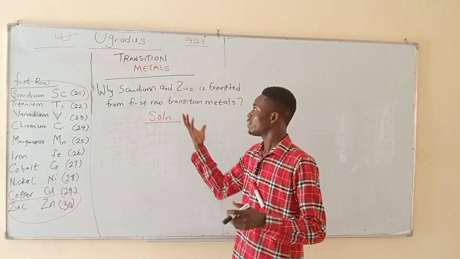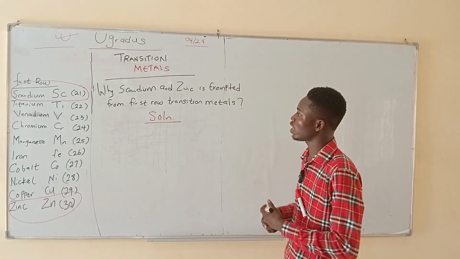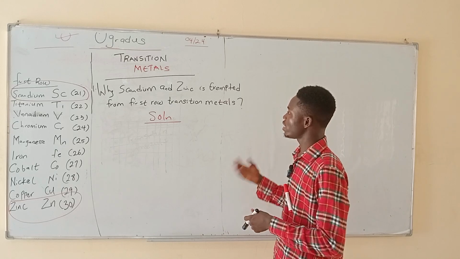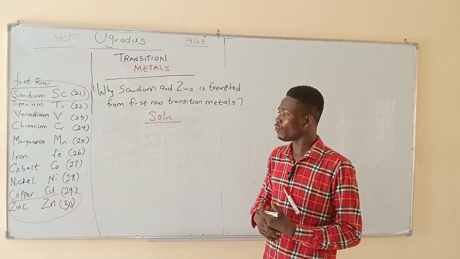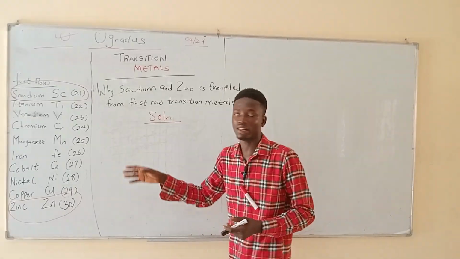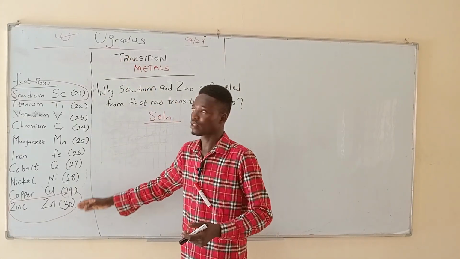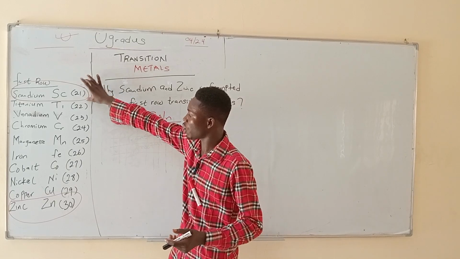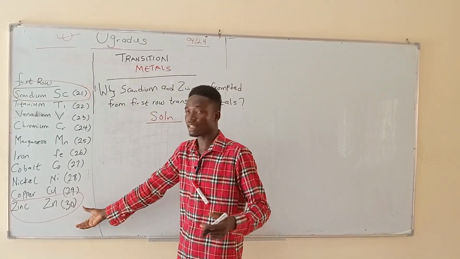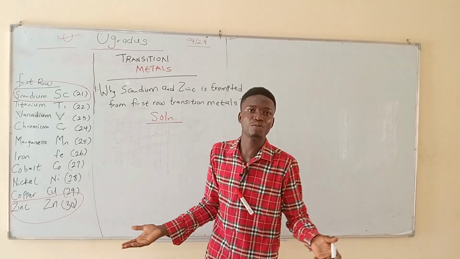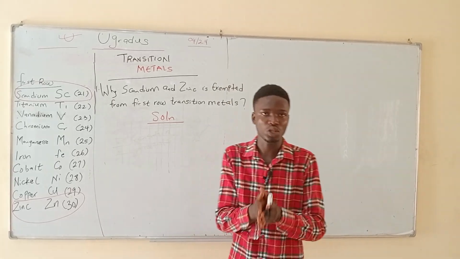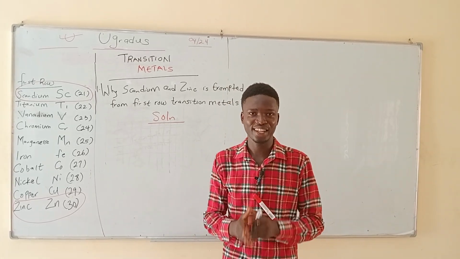Okay, let's proceed. There's a question before us, and the question is why scandium and zinc are exempted from first row transition metals. Don't forget that I said in the first row transition metals, we have 10 elements. And you will see that I've circled out two, the first and the last of that row, and that's scandium and zinc. Why this exemption? This is what you are going to learn in this video. Just keep following. You get it?